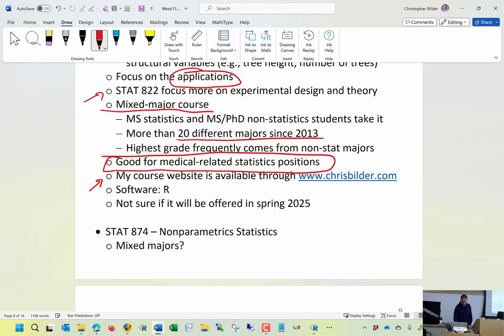You can take a look at my course website, available through chrismiller.com, if you want to know more about the course. Now, normally this course would be offered in spring. I am not for sure if it will be. The reason being, and some of you already know this, is that I will be on sabbatical next year. So I will not actually be, generally speaking, on campus next year.